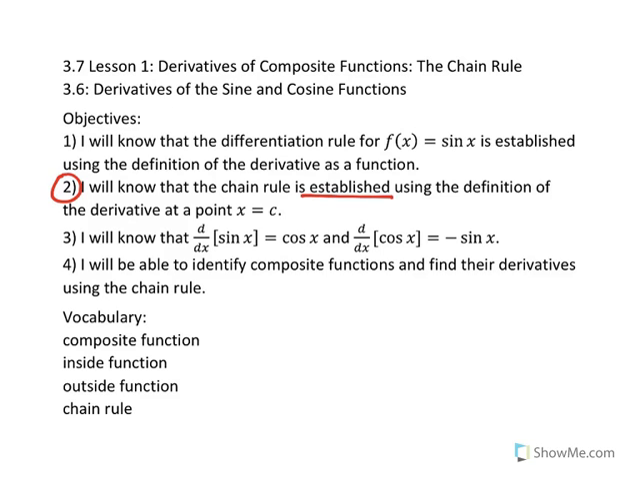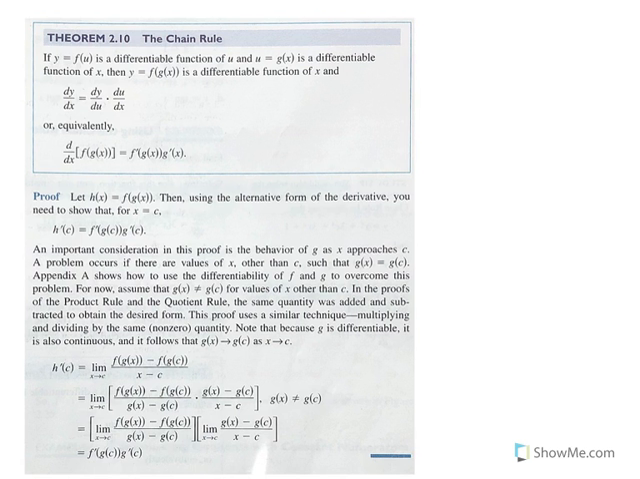Objective 2, you will know that the chain rule is established using the definition of the derivative of a function f at a point x is equal to c. So here we have the chain rule and its proof, and we will be taking a look at the chain rule later. But what I want you to focus on for now is that in the proof of the chain rule, look at what you have here. What is this?